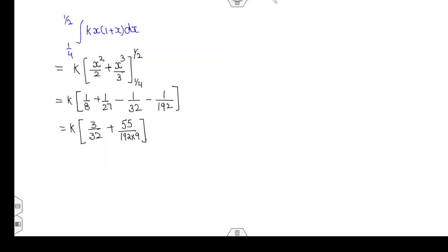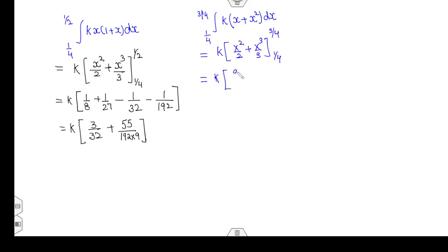You can integrate them, from 3 by 4 to 1 by 4. That is k times x plus x square. Now k will be outside. Integration of x will be x square by 2 and x square will be x cube by 3, from 3 by 4 to 1 by 4. So you can substitute the value. It's 9 over 16, that's 32. It's 27.